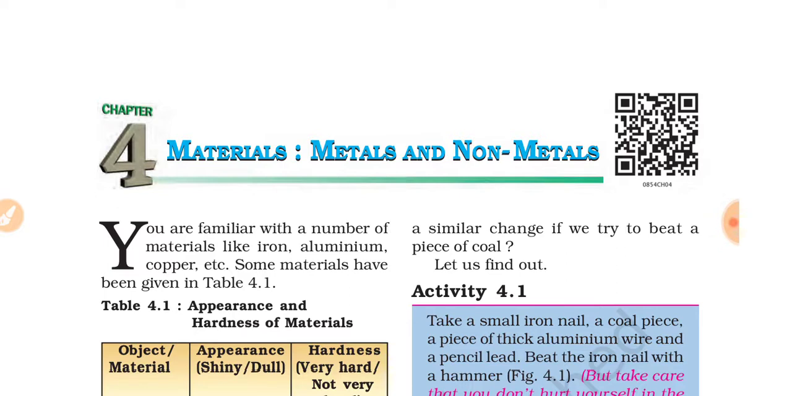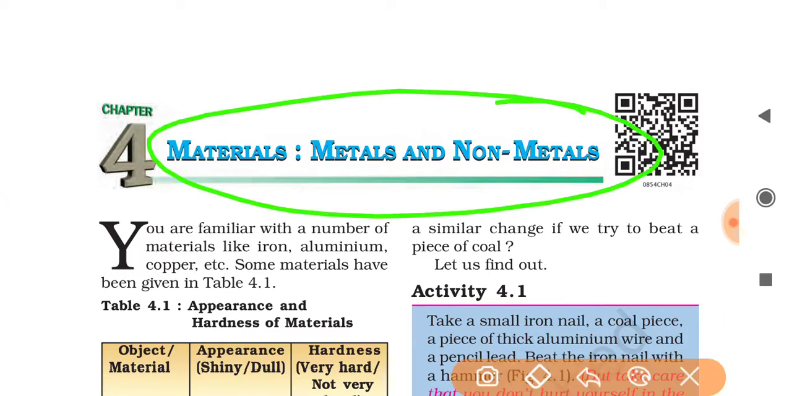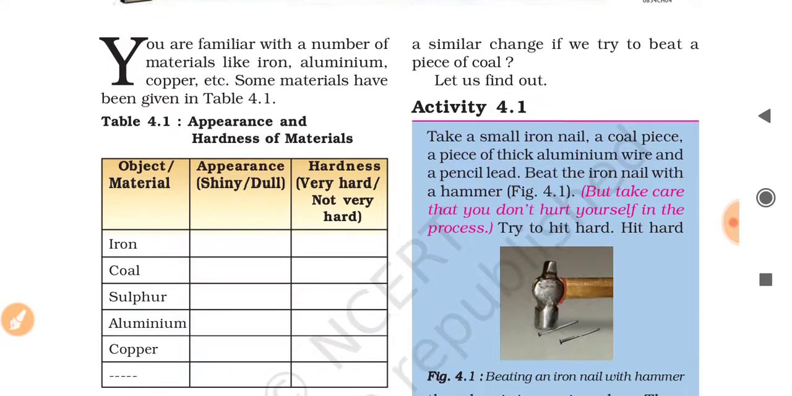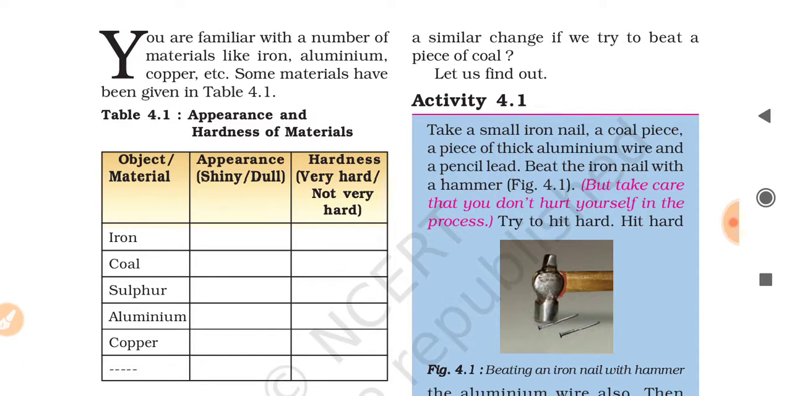Today we start our new chapter, metals and non-metals. In brief, you read about this chapter in your earlier classes 6 and 7. Now we will elaborate on them and try to understand scientifically what metals and non-metals are. You are familiar with a number of materials like iron, aluminium, copper, etc.